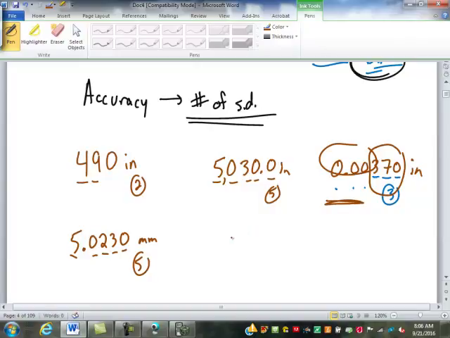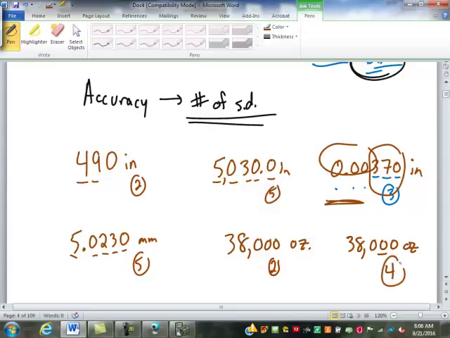Okay, how about... how many significant digits? 2 significant digits. How about this one? 4. Very good. Once this one's indicated, it has to be significant. That makes this one significant too, because it's between that digit and other significant digits. What's that?